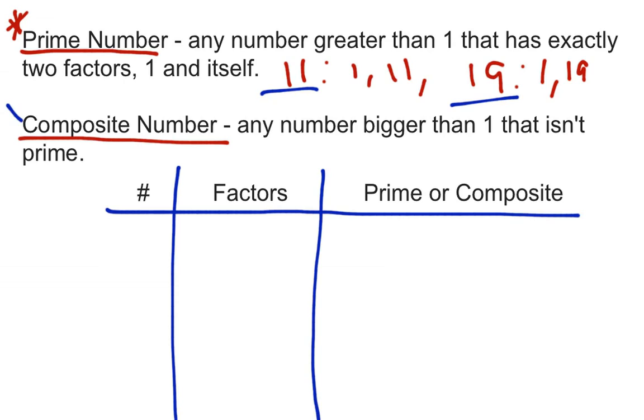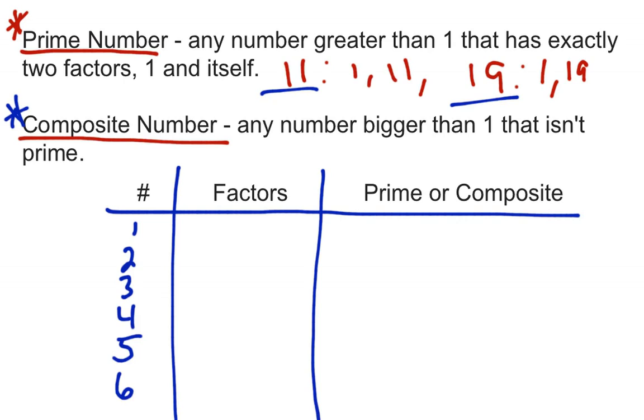Composite numbers then, this one here, is going to be anything else. Either numbers are prime or composite. So what I want to do is make a little chart here, which I've already started for us. We're just going to do a few of these. We're going to start by just listing some numbers, like 1, 2, 3, 4, 5, and 6. And what I want us to do is go ahead and list factors of these.